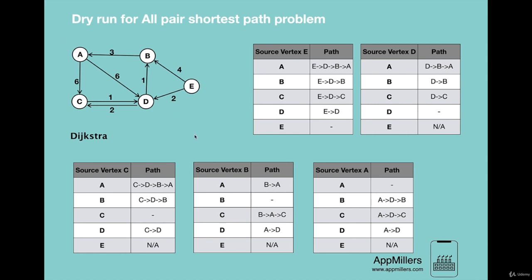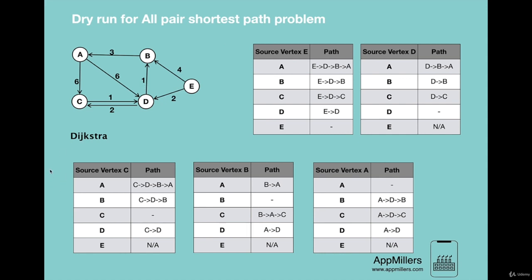Here you see that we have run the iteration V number of times, where V stands for the number of vertices in the graph. In this graph we have 5 vertices, so we have 5 solutions, which means that we have run the single source shortest path problem 5 times for the all pair shortest path problem.